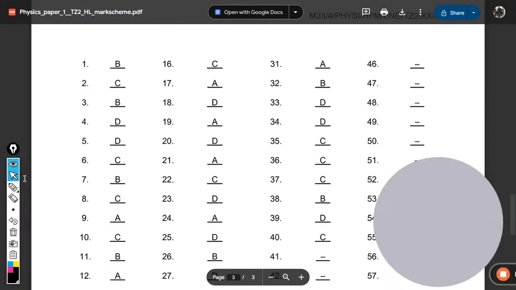Let's see the mark scheme. Question number 6. Yes, the answer is C. So this is how we do this question.